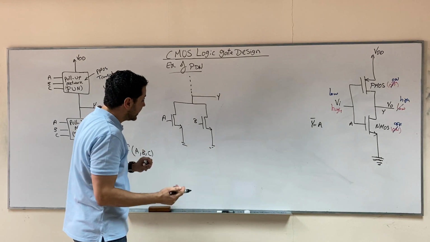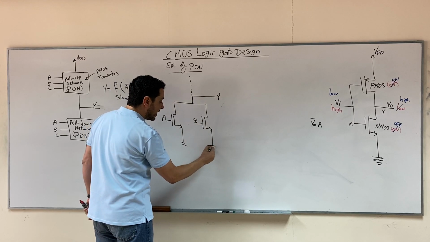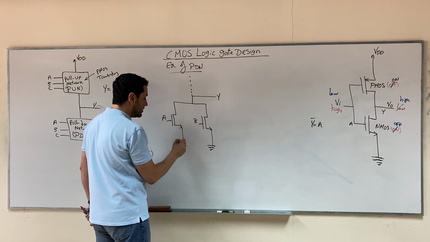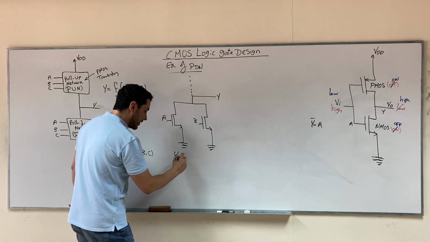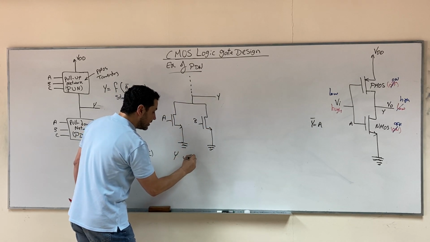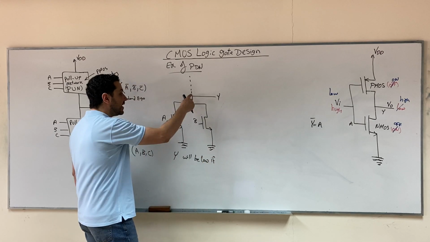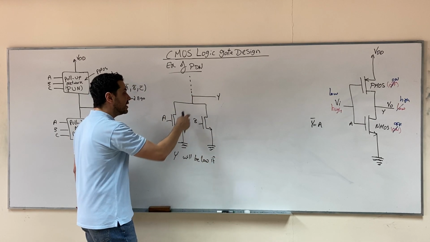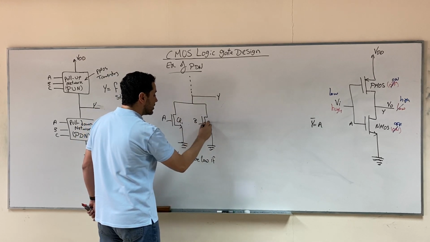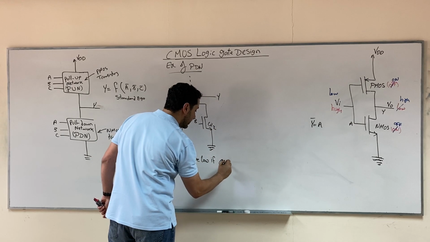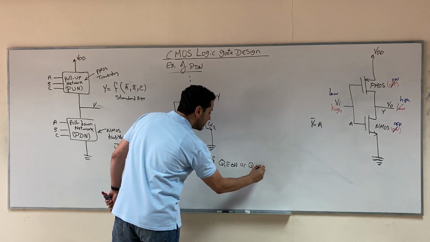what would you say? First, you will say that the output, Y, will be grounded. It will be connected to the ground. It will be low. Let's write it as a statement first. Y will be low if either this transistor is on or this transistor is on. If Q1 is on or Q2 is on.